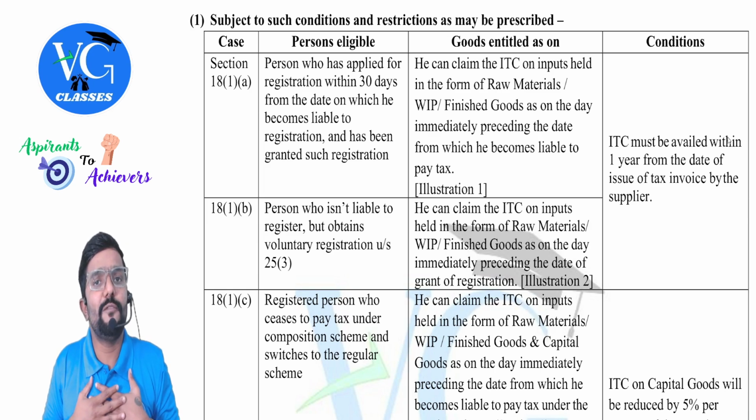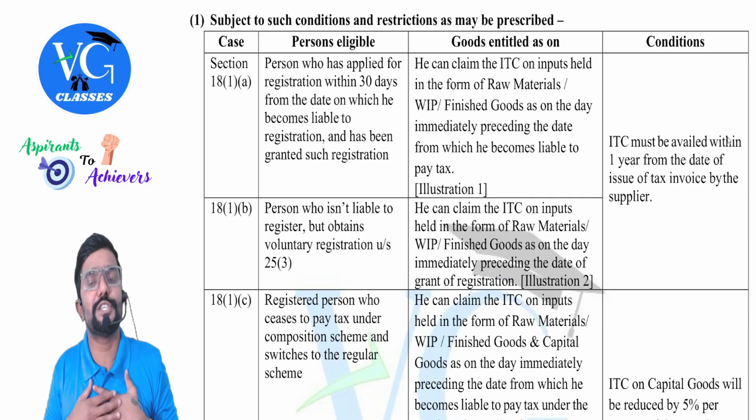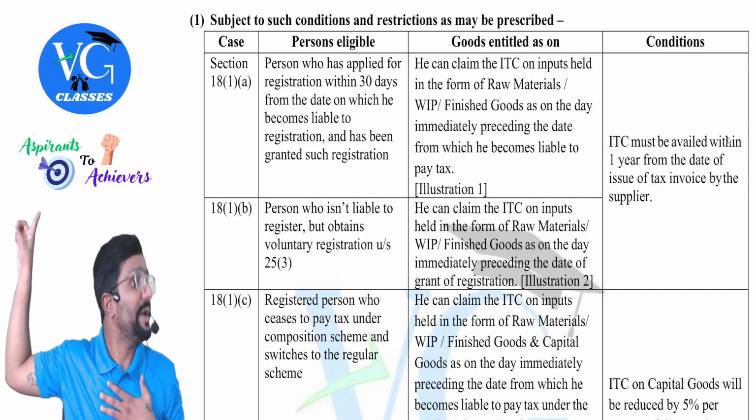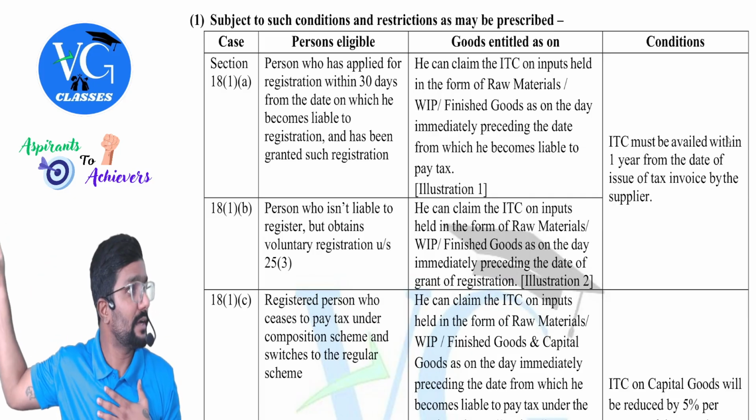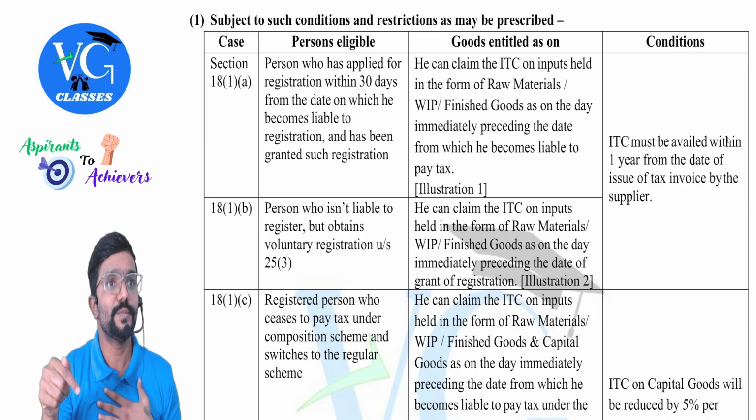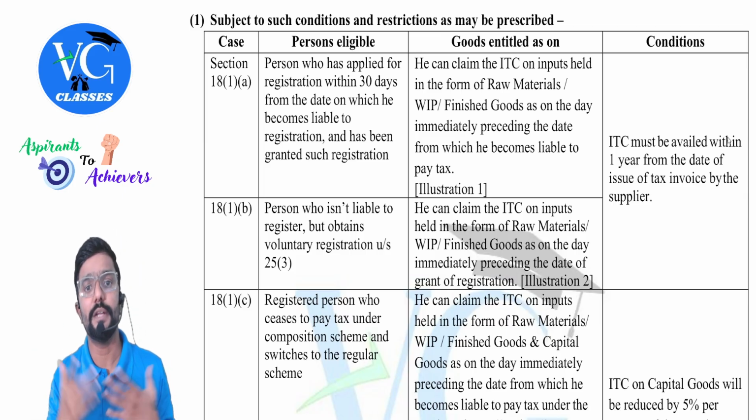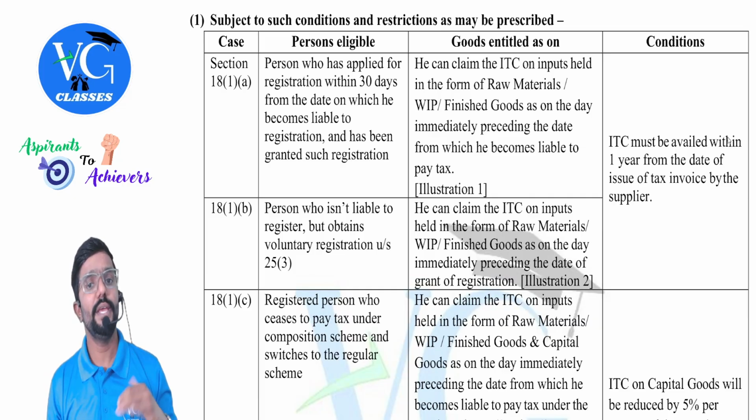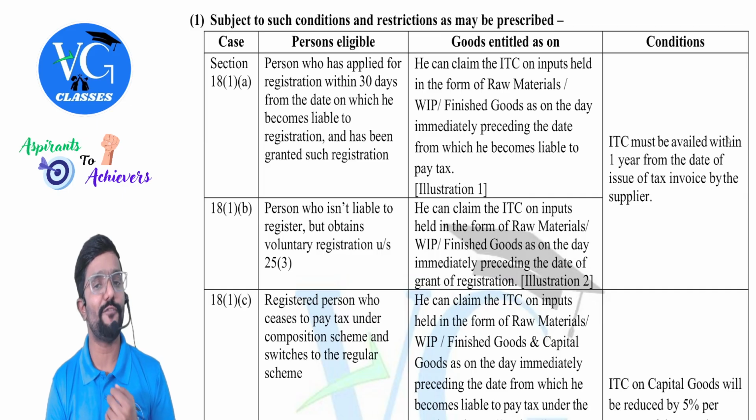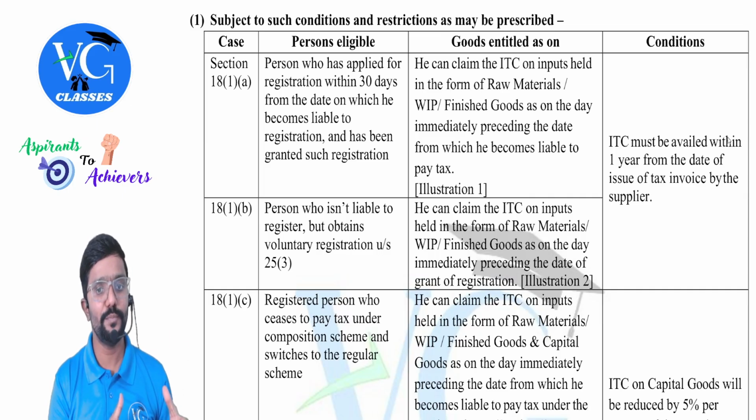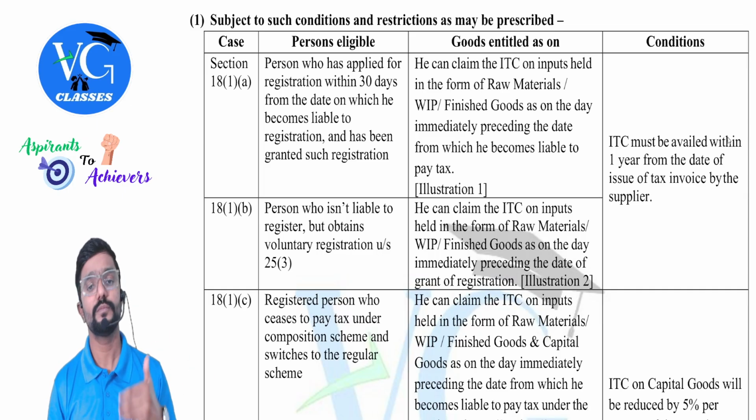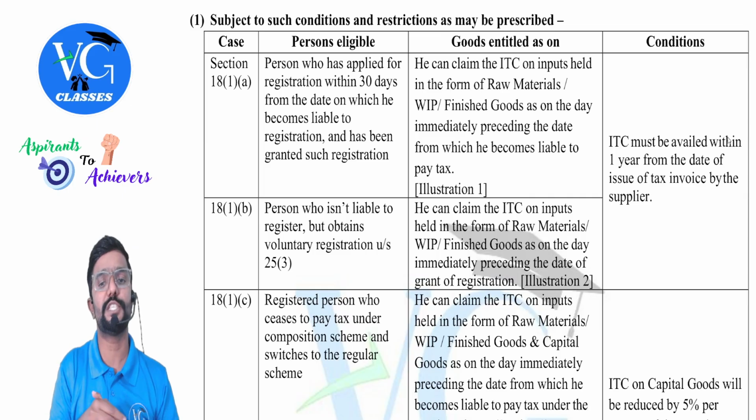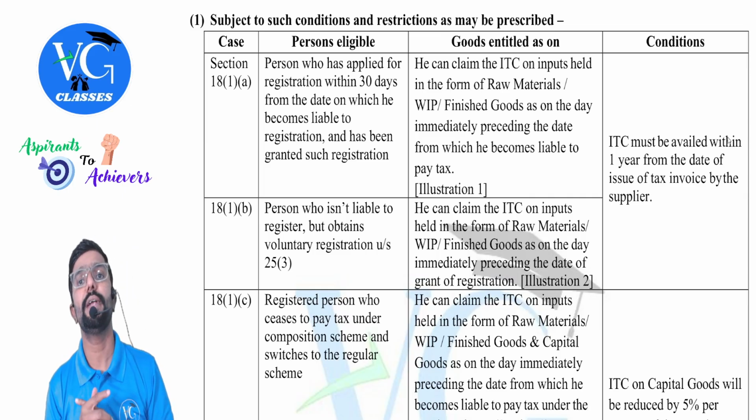Guys, once I am liable for registration, I have to apply for registration within how many days? 30 days. Where is it given? Section 25. If I follow that, here they are giving me the credit. What credit, sir? Goods entitled as on. You can claim the ITC on inputs held in the form of raw material, work in progress, or semi-finished goods, finished goods as on the date immediately preceding the date from which he became liable to pay tax.